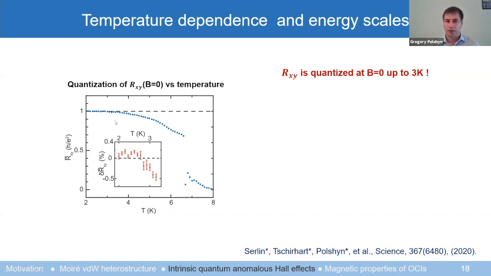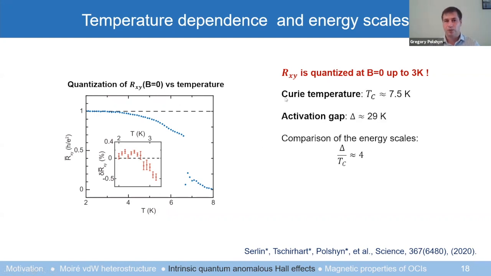Another thing we can learn from temperature dependence are two important energy scales. The first one is the energy scale of magnetic ordering, that is the Curie temperature, which we found to be approximately 7.5 Kelvin. Another energy scale is the activation gap energy, which we found from thermal activation of Rxx and Rxy by fitting them to the Arrhenius law to be about 29 Kelvin. If we compare these two energy scales, we find that the activation gap is about 4 times larger than the Curie temperature.